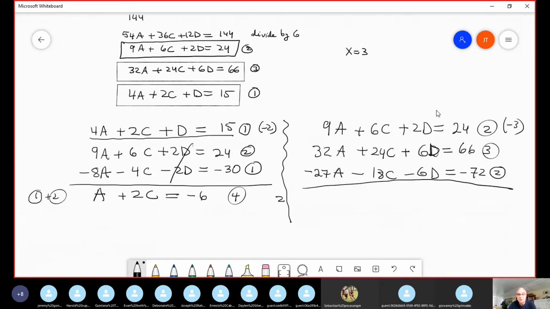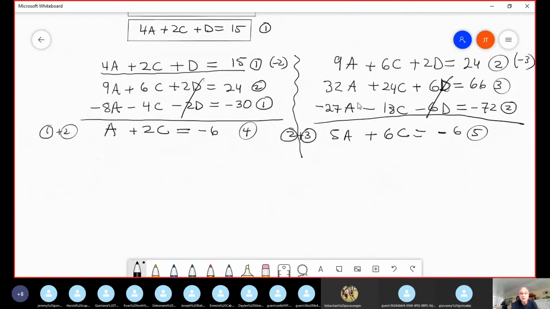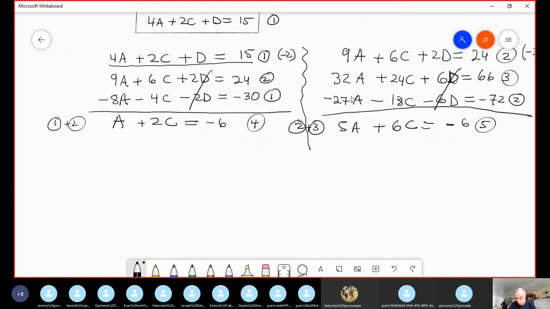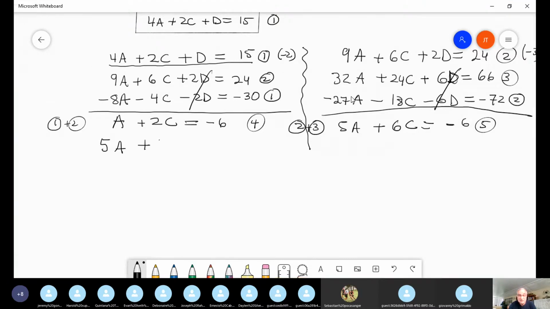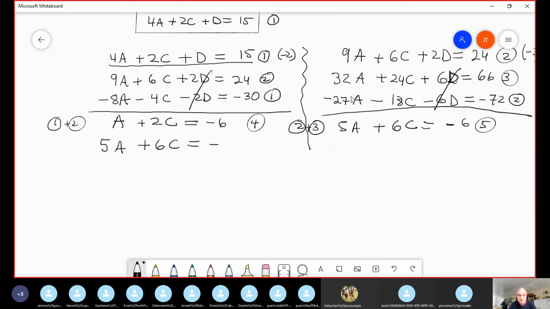And now ready to add 2 plus 3. It is 5. This is 5. This is 6. This is cancelled. And this is -6. This is my equation 5. Okay, it's too long, I know. Now I'm connecting 4 and 5 together. I copy equation 5 as 5A plus 6C equal -6. This is equation 5.